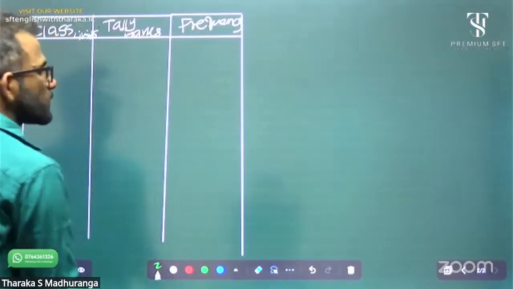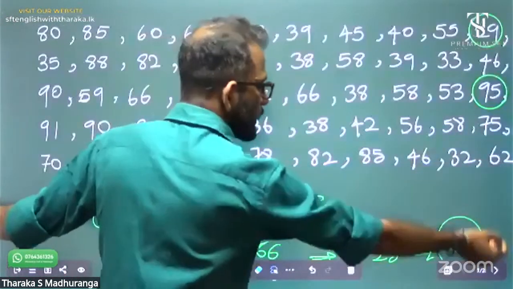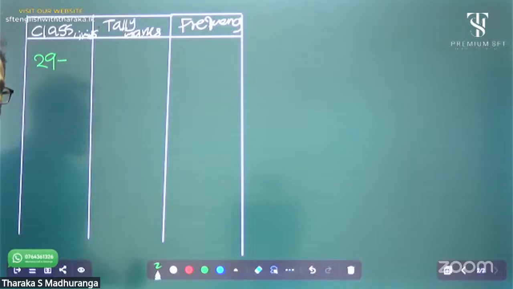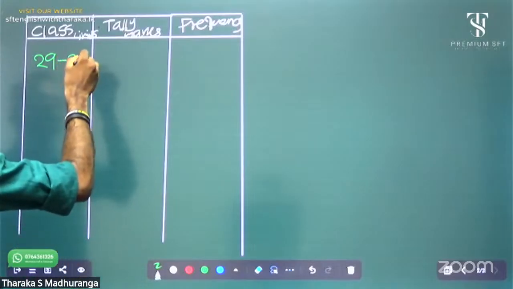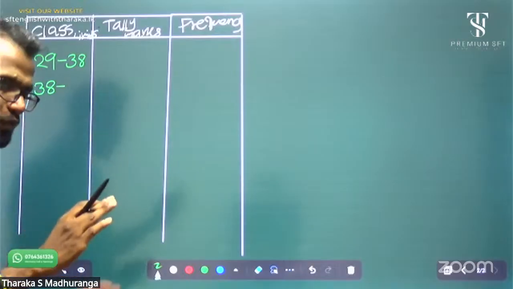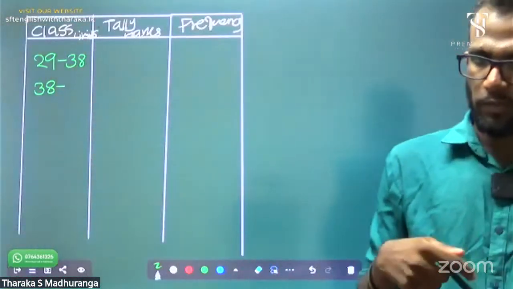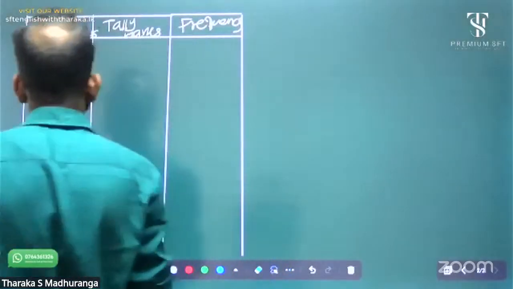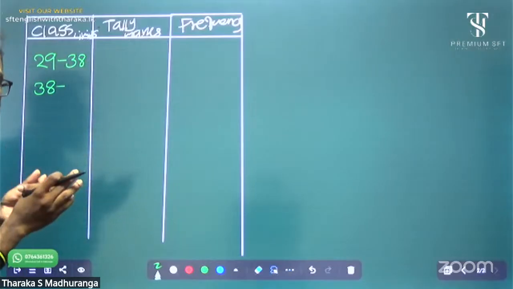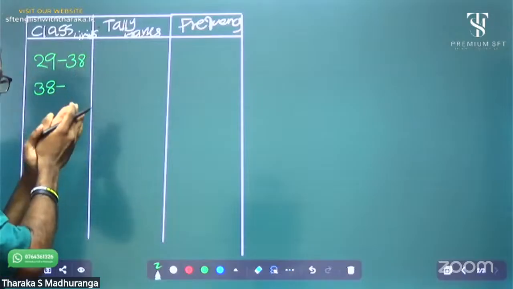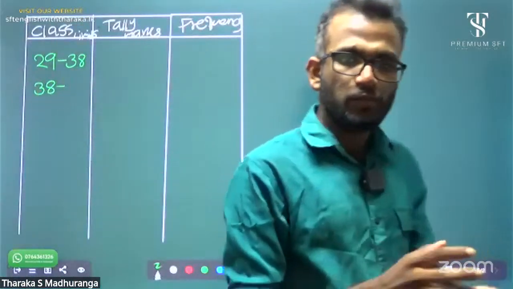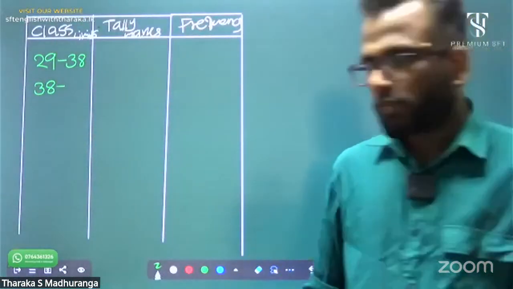Now, first of all, what is the first class? What is the minimum data? 29 plus 9, 38. Plus 9, because you don't need to worry, because it is a continuous frequency distribution. In continuous frequency distributions, the first class upper class limit equals the next class lower class limit. That's why in continuous group frequency distributions, class limits are totally equal to the class boundaries.